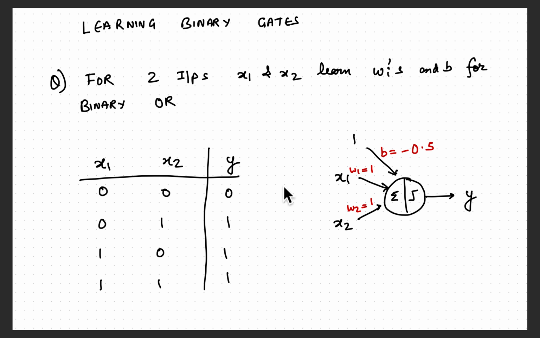Let's just verify. If both the inputs are 0, then summation wi xi is 0, and plus b is minus 0.5. Thus, overall summation wi xi plus b is negative. Thus, the output is 0. But even if any of the inputs between x1 and x2 is 1, then summation wi xi would be greater than or equal to 1, and you subtract 0.5, the output would be greater than 0, and applying the step function on top of that, you will get the predicted y hat as 1.